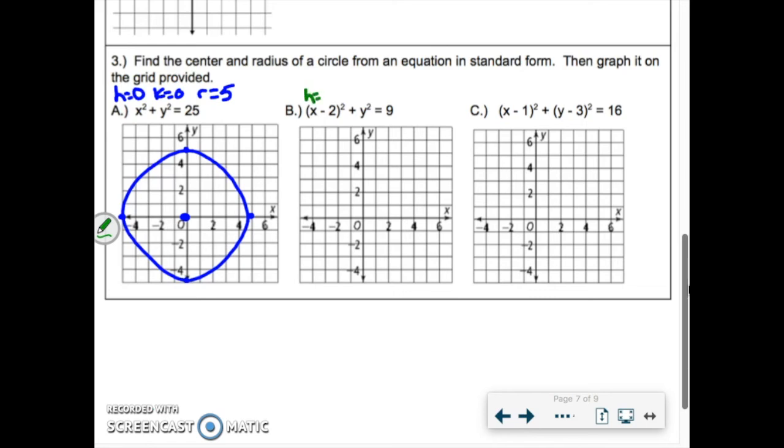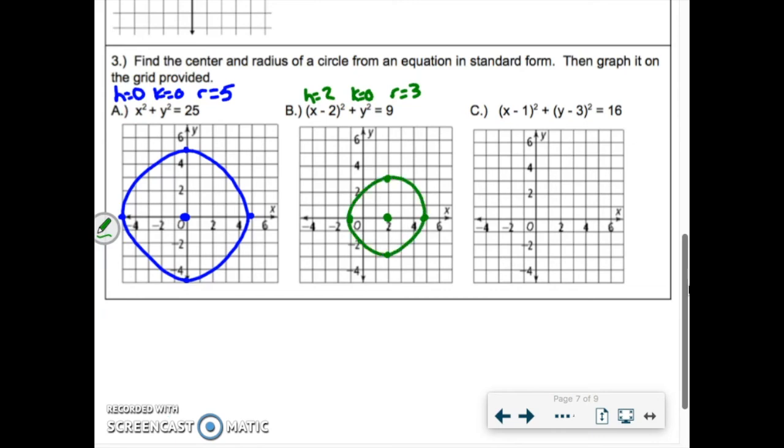H, that's going to be +2. Again, it's whatever the opposite of the sign is there. Y is going to be where we get k. There's nothing in parentheses there with k, so k is 0. R is the square root of 9, which is 3. So I need a dot at 2, 0. I need a dot 3 in each direction away from 2, 0. And I need to try to make that circle there.